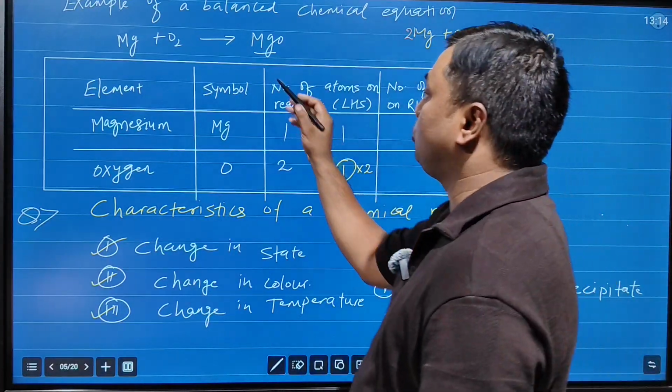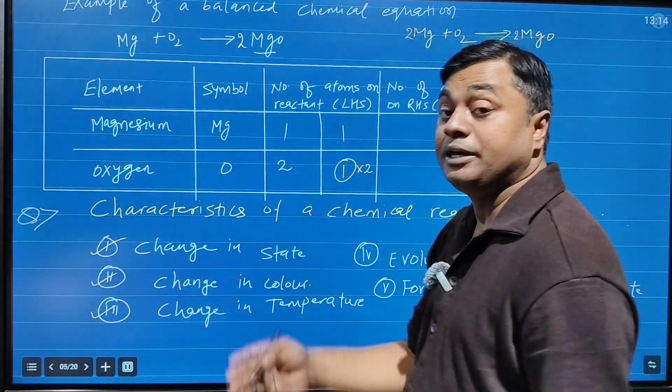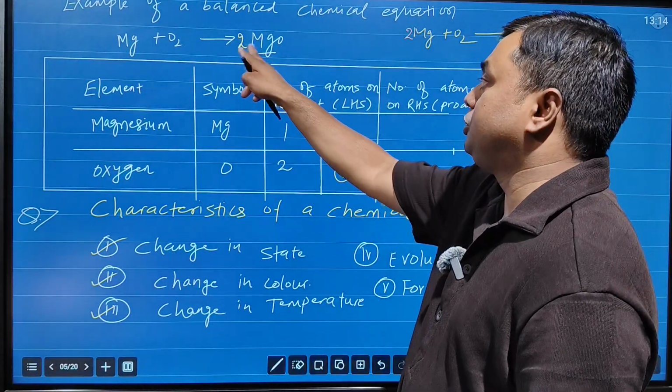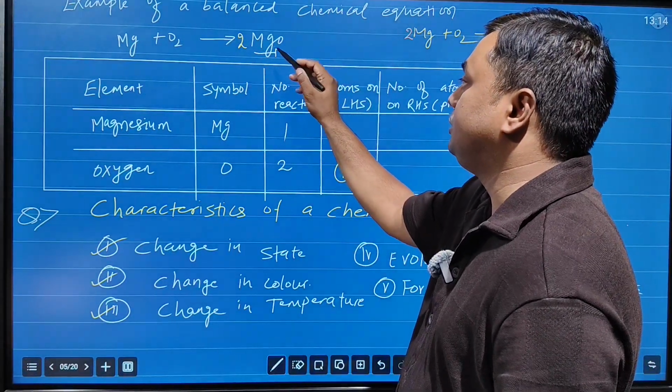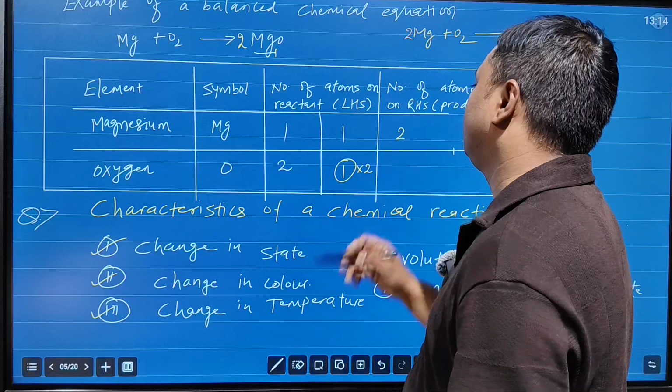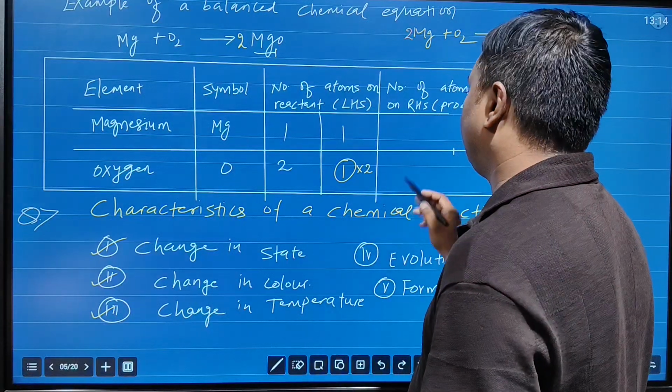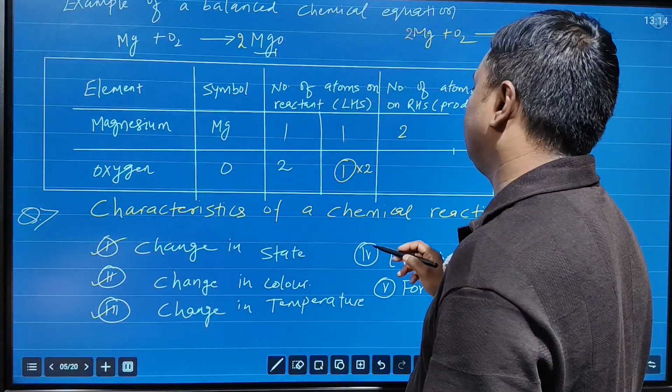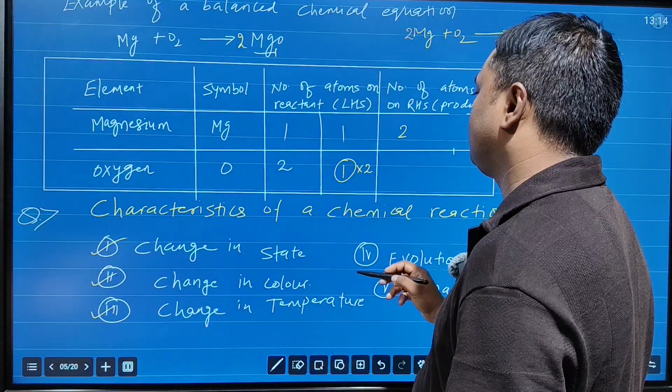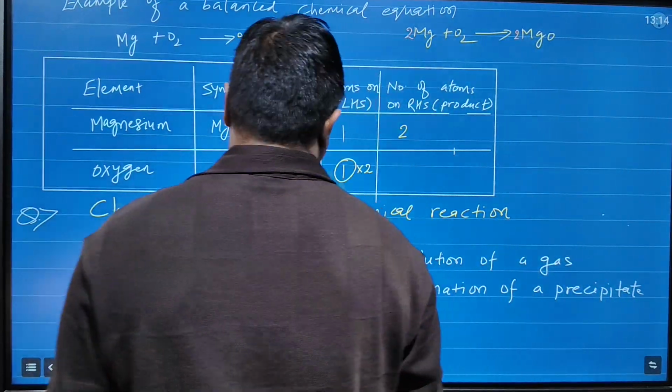So to balance this oxygen, we have to multiply by 2, and you have to multiply in the beginning only. Now if you count, magnesium becomes 2 into 1. Magnesium becomes 2 on the RHS, yes or no?